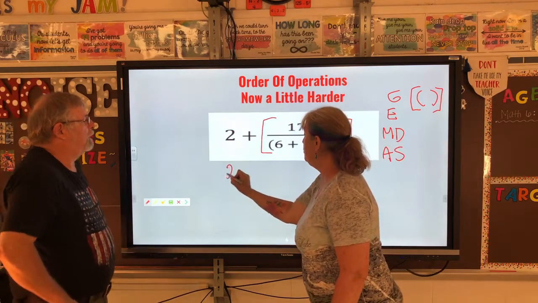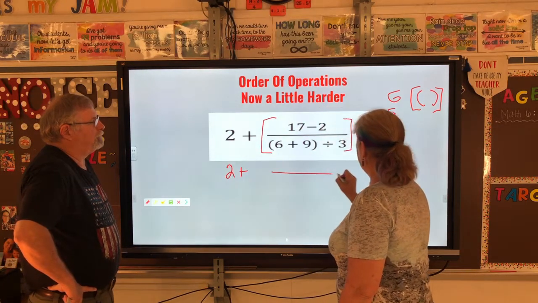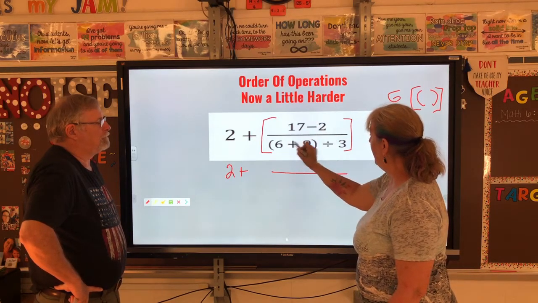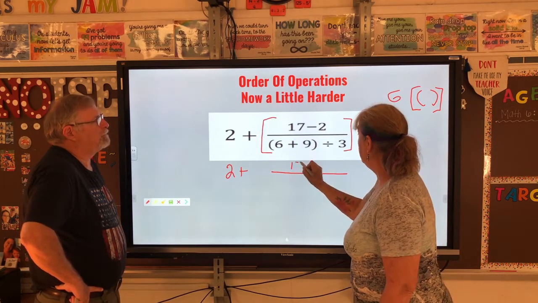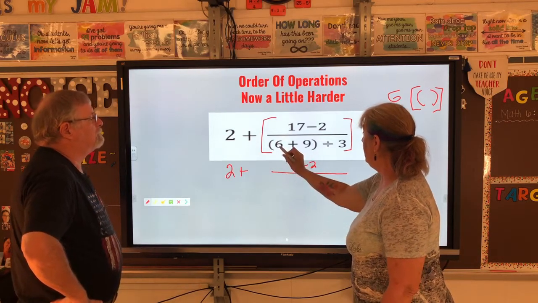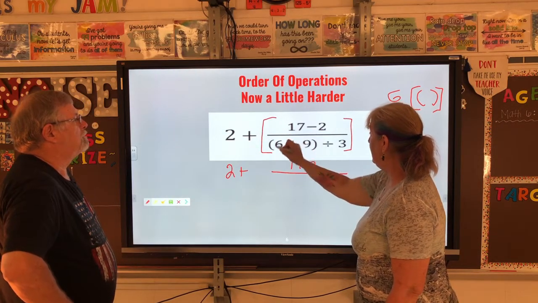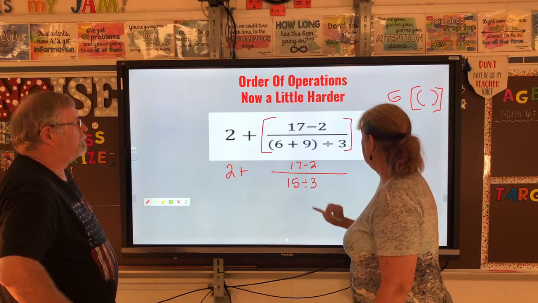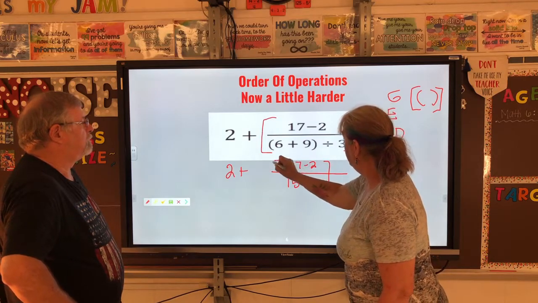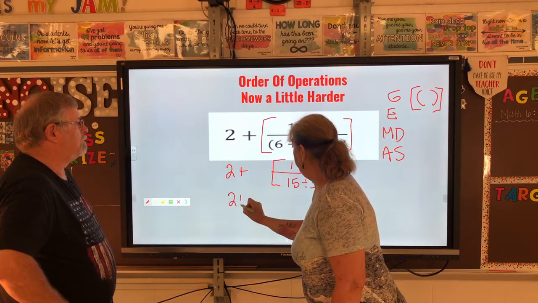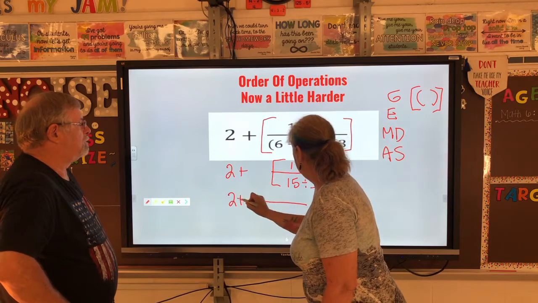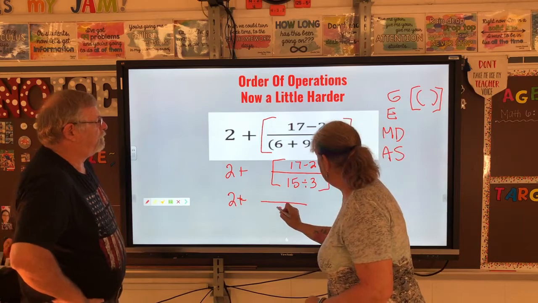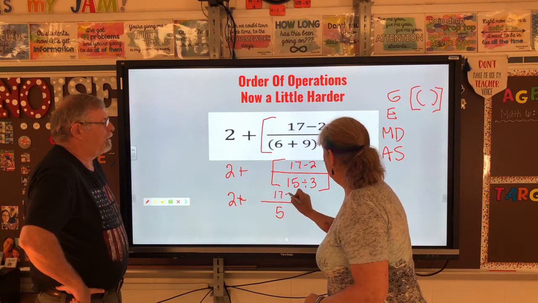So I'm going to do 2 plus, and then my line. Up here, I see something I can do easily, but I see the parentheses, so I have to do that first. So I'm going to do 17 minus 2. And down here, here's my really big thing that I need to do because it's in parentheses, so that's 15 divided by 3. I didn't need that big line, did I? All right, 2 plus now 7. Okay, I guess we should do the division next. Yeah, division next. So that's the 5, and then 17 minus 2.